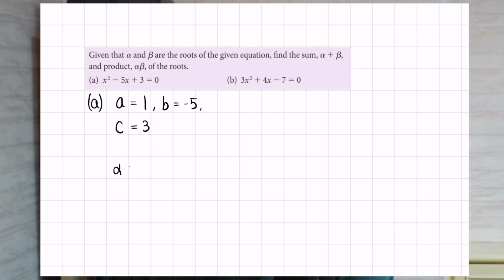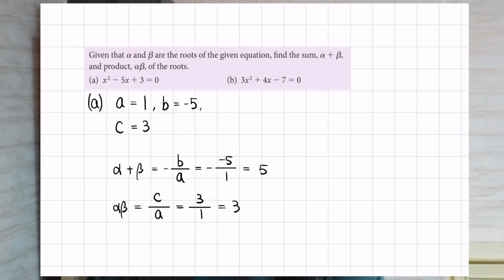So the sum of the roots, alpha plus beta, is equal to negative b over a. And since b is negative 5 and a is 1, we just put the numbers in. Negative of negative 5 over 1, and this is equal to 5. Alright, so this is the sum of the two roots in the first question. And the product of the roots, alpha times beta, is then equal to c over a, according to the formula we just derived. And the value of c is equal to 3 and the value of a is equal to 1. So the answer is 3. The product is equal to 3 and the sum is equal to 5.